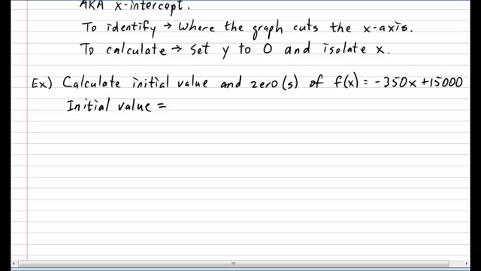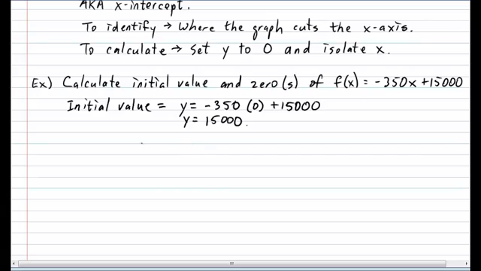So, initial value, to calculate it, all you have to do is plug in 0 into the x. So let's do it. Minus 350 times 0 plus 15,000. And you will get that the initial value for this function is y equals 15,000. Done.